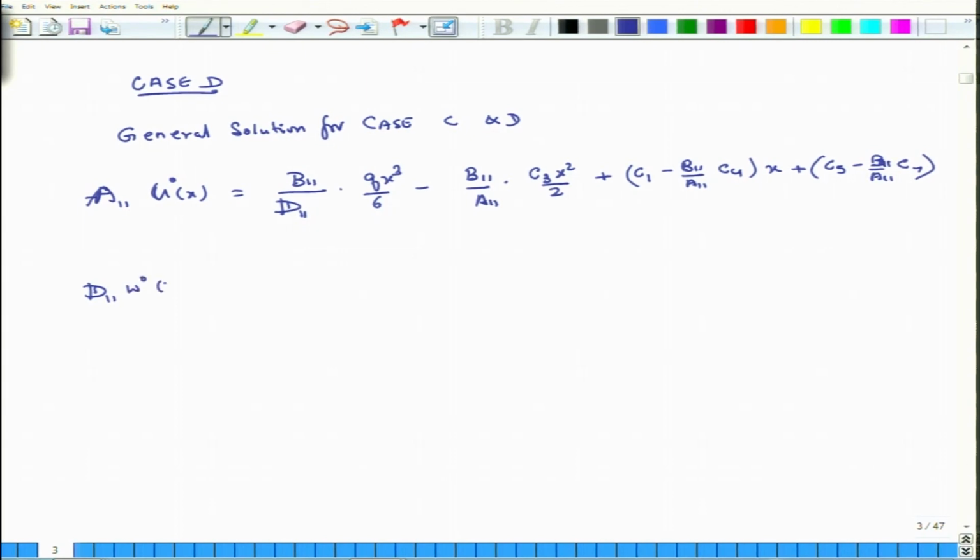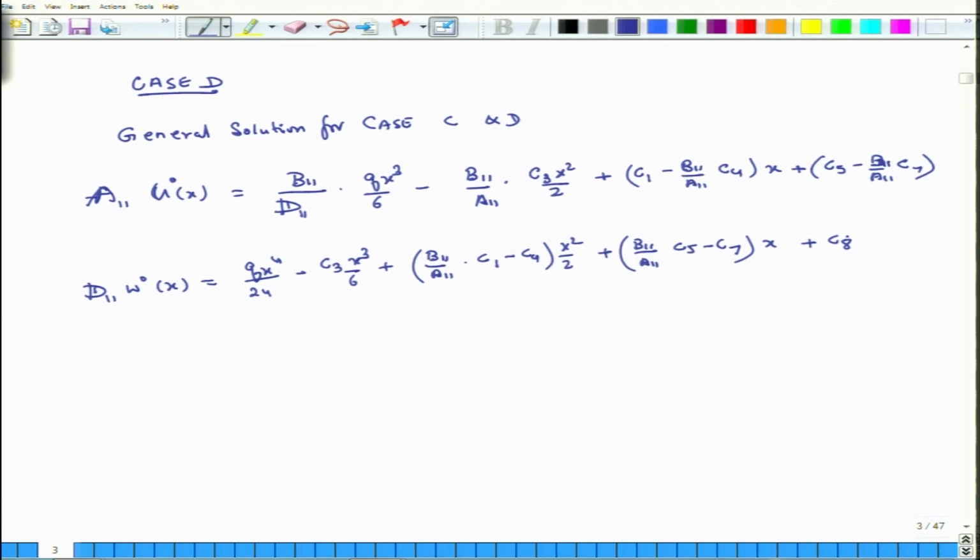And D11 times W naught x equals Qx4 over 24 minus C3 x cube over 6 plus B11 over A11 times C1 minus C4 times x square over 2 plus B11 over A11 C5 minus C7 times x plus C8. So, that is the expression for W.